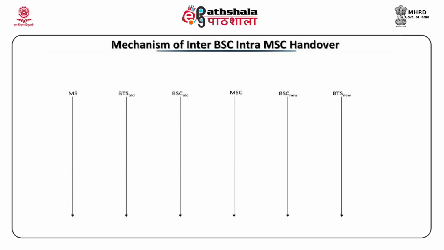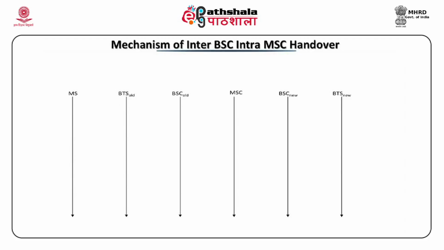You can see in the diagram that there is a mobile station, then BTS old indicates the old base station of the mobile phone, BSC old indicates the old BSC area, both belonging to the same MSC. BSC new indicates the new BSC area, and BTS new indicates the new base station area. Now, what all takes place when the mobile station moves from this old BSC area and a handover is required? As we said, measurement reports are generated by the mobile station and the base station.